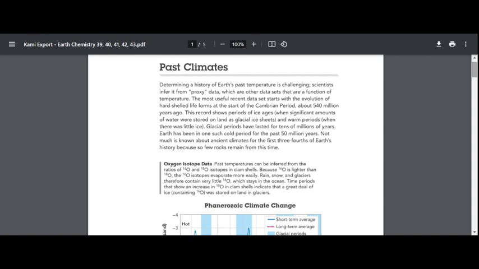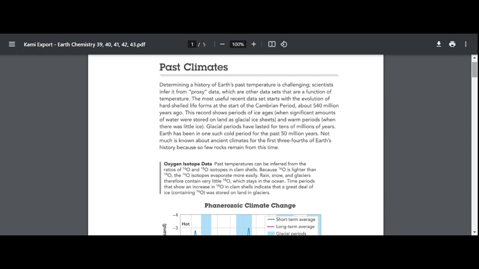This record shows periods of ice ages when significant amounts of water were stored on land as glacial ice sheets, and warm periods when there was little ice. Glacial periods have lasted for tens of millions of years. Earth has been in one such cold period for the past 50 million years. Not much is known about ancient climates for the first three-fourths of Earth's history because so few rocks remain from this time.